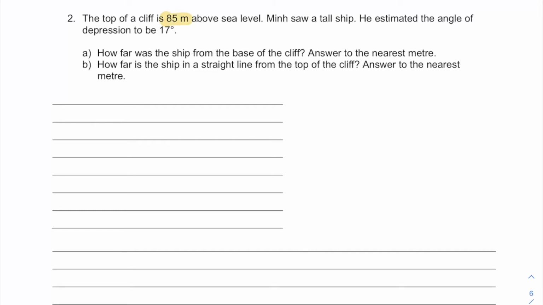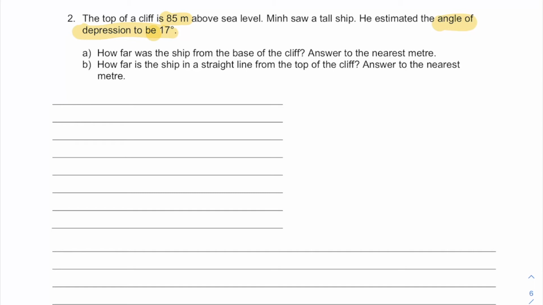85 meters above sea level with an angle of depression 17 degrees. Okay. The first part is we want to know how far the ship is from the base of the cliff, and then we want to know how far the ship is in a straight line from the top of the cliff. Okay, from the top of the cliff.